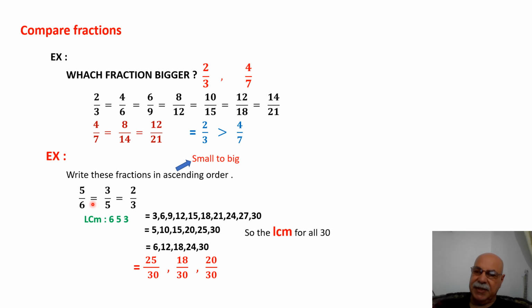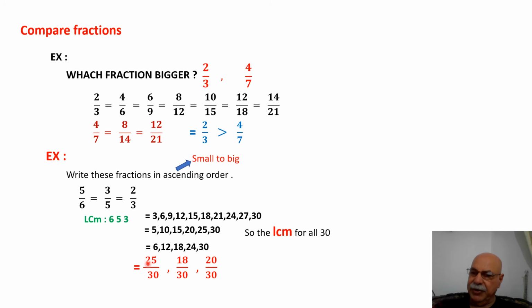30, how many 6 is 5? 5 times 5 is 25. 30, how many 5 is 6? 6 times 3 is 18. 30, how many 3 is 10? 10 times 2 is 20. You see? Now the denominator is the same.